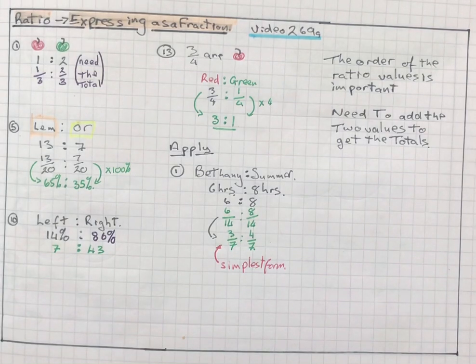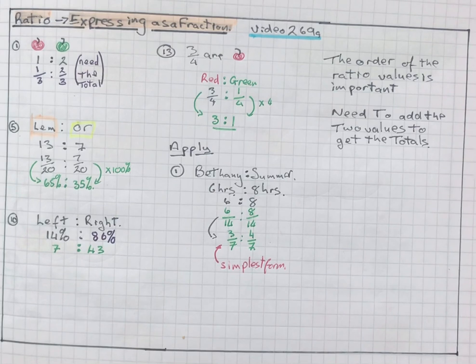Looking at the first apply question, Bethany and Summer, well, it tells us how long they work. So I have to subtract when they started from when they finished, so I know that Bethany did 6 hours, Summer did 8 hours. The units are the same. So the idea is, how do I write that as a ratio in its simplest form?